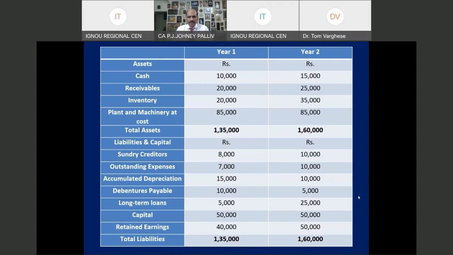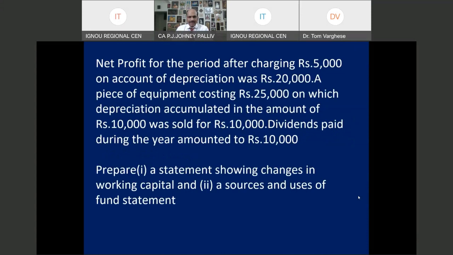Now, friends, first we will consider plant and machinery. Opening balance 85,000, closing balance 85,000. We don't know whether there is any purchase or sale, but it is very clear from the question that there is a sale of machinery. You can see a piece of machinery or equipment costing rupees 25,000, on which depreciation accumulated in the amount of rupees 10,000, was sold for rupees 10,000. That means there is a sale of machinery for rupees 10,000.